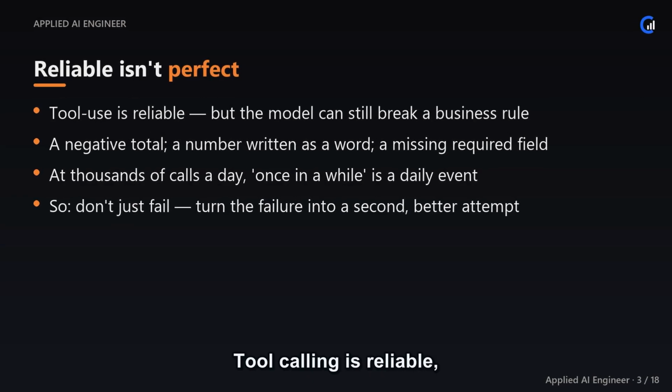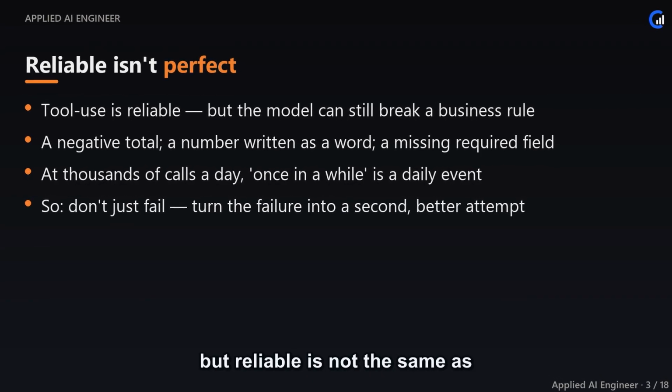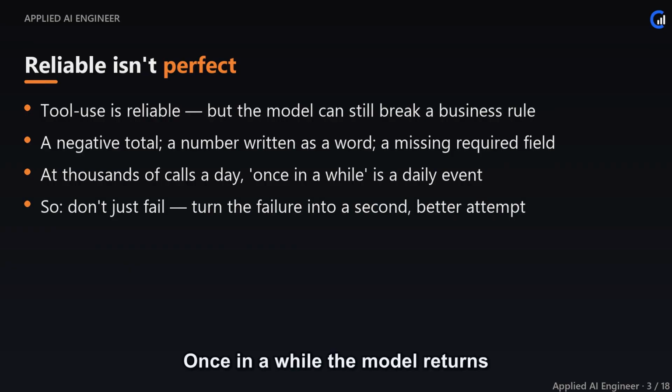Tool calling is reliable, but reliable is not the same as perfect. Once in a while the model returns something that satisfies the JSON shape yet violates a business rule, a negative total, a number written as a word, a required field left out. In a pipeline that runs thousands of times a day, once in a while still happens, every single day. So instead of merely failing, we build a loop that turns each failure into a second, better attempt. That's the next piece of reliability.